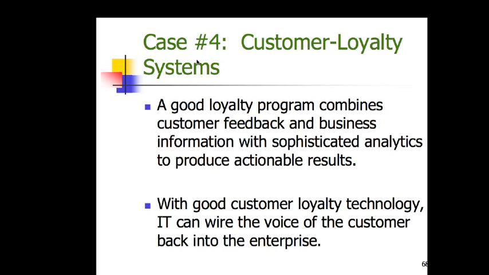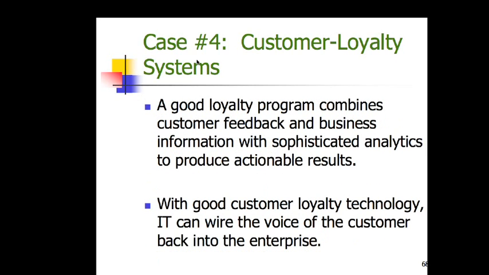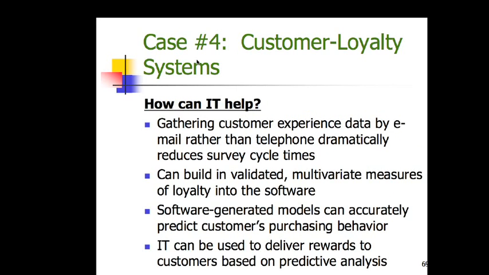So with good customer loyalty technology, IT can wire the voice of the customer, hopefully, back into the enterprise, get the customer what they want, and companies like Apple, big companies that can take large-scale feedback and process it, can benefit from it. Just because you're getting the feedback doesn't necessarily mean the company is processing it. It takes the IT infrastructure and information systems to actually house it, and create some way of using it.